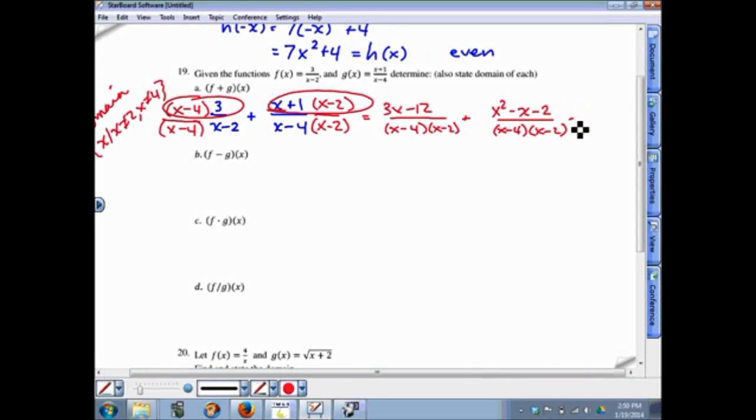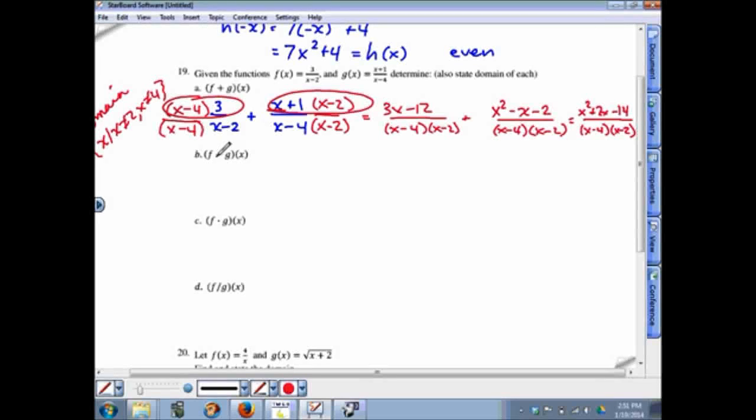Now that they have the same denominator, they can be added together to form one expression. In the numerator, we're going to have x squared plus 2x minus 14, and then the denominator is going to be x minus 4 and x minus 2.